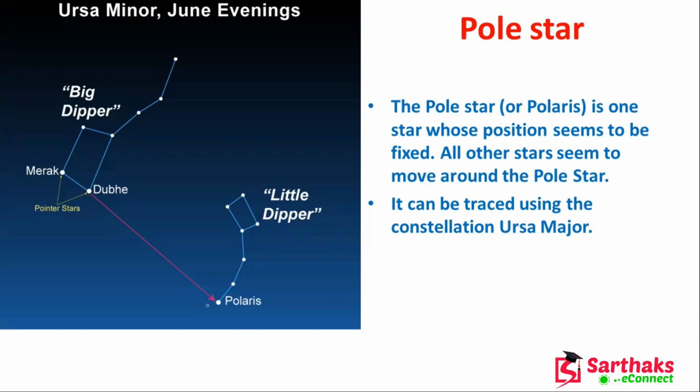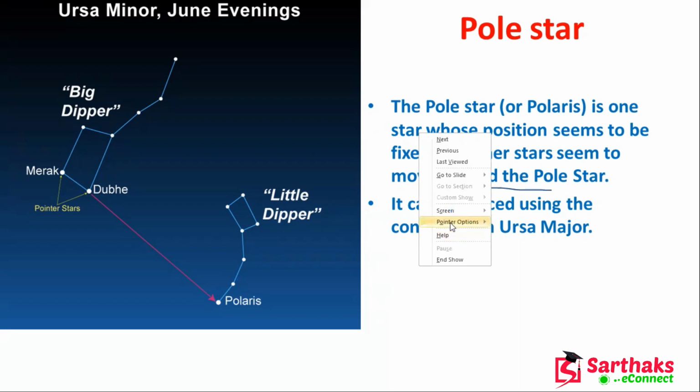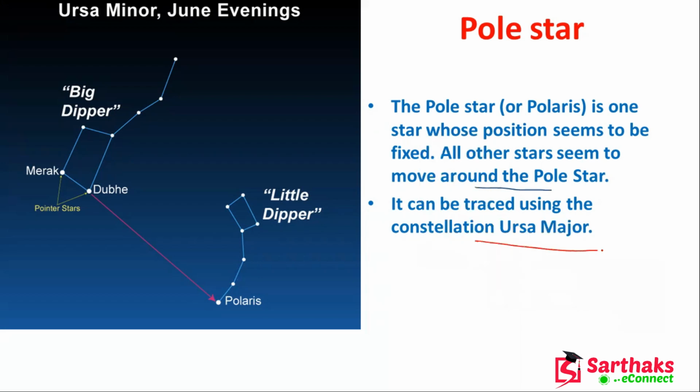Now, the pole star is one star whose position seems to be fixed. The pole star is called Dhruva. All other stars seem to move around the pole star, and it can be traced using the constellation Ursa Major. Here you can see the pointer stars and these are the Polaris. So this is the little dipper and this is the big dipper here. Okay, and this is the Merak, this is the Dhruva.